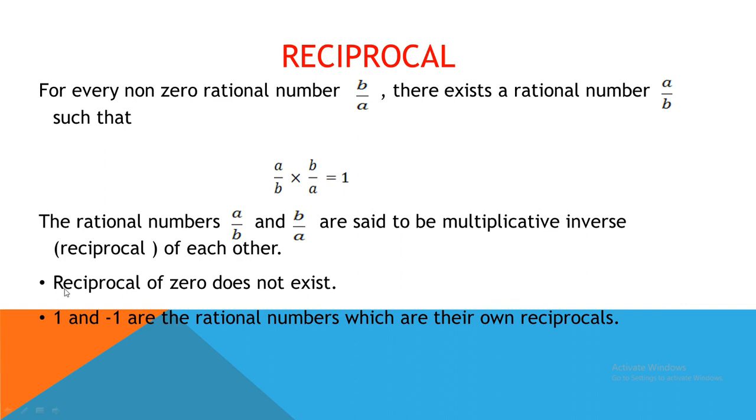And another important thing, reciprocal of 0 does not exist. Why? Because if you have any number 0, suppose 0 upon 5, okay, 0 upon 5 is a rational number. If you take its reciprocal, you will get 5 upon 0. And we know that denominator can't be 0. So reciprocal of 0 does not exist. 1 and minus 1 are the rational numbers which are their own reciprocals. Means reciprocal of 1 will be 1, reciprocal of minus 1 will be minus 1. These are two important points. Remember this.